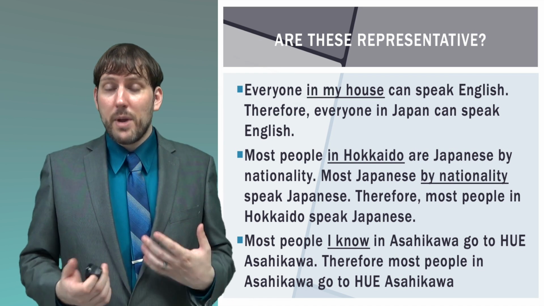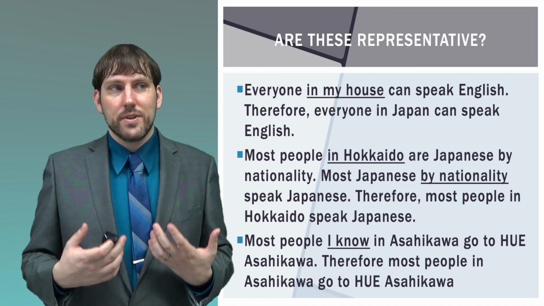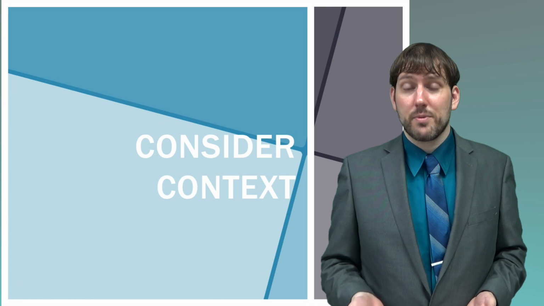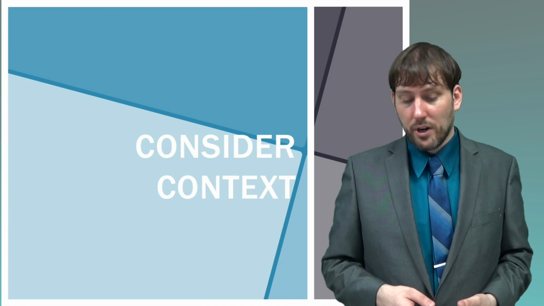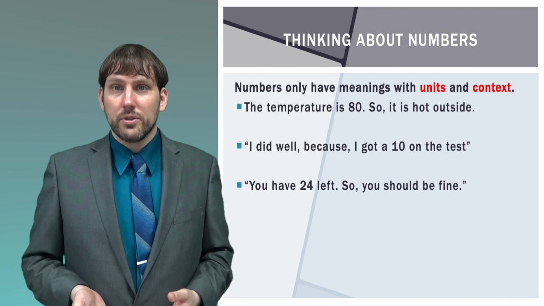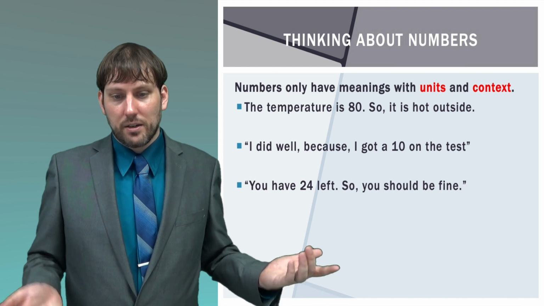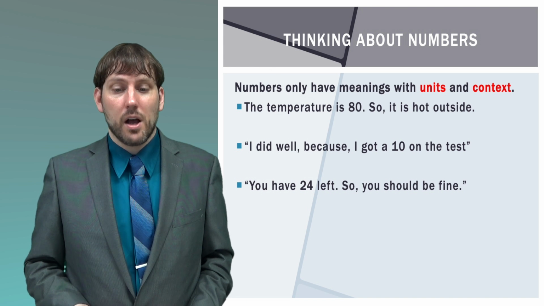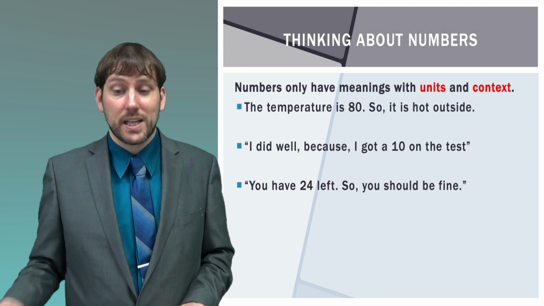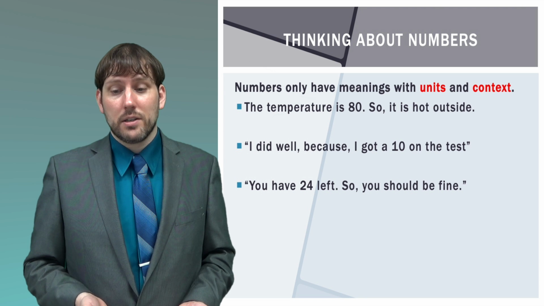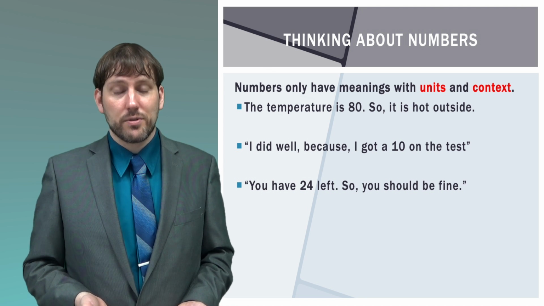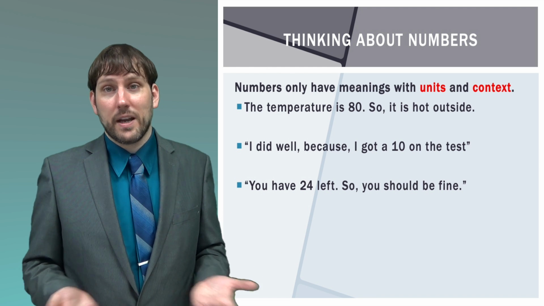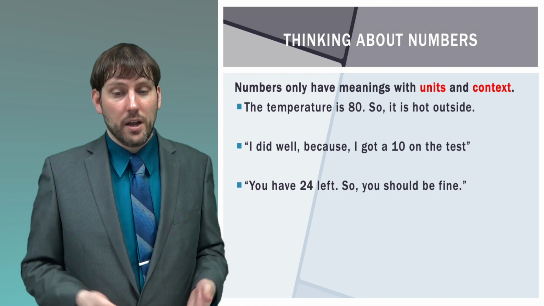So, the basic idea is we want to ask, does this make sense to speak in general about other things? The other thing is we have to consider context, so this is a very related idea. Numbers only have meaning when they have units and context. The temperature is 80, so it is hot outside. So it matters a lot. When I say 80, do I mean 80 centigrade, which would be very hot? Do I mean 80 Kelvin, which would be extremely cold? Humans can't live. And do I mean 80 Fahrenheit, which would mean a summer day?